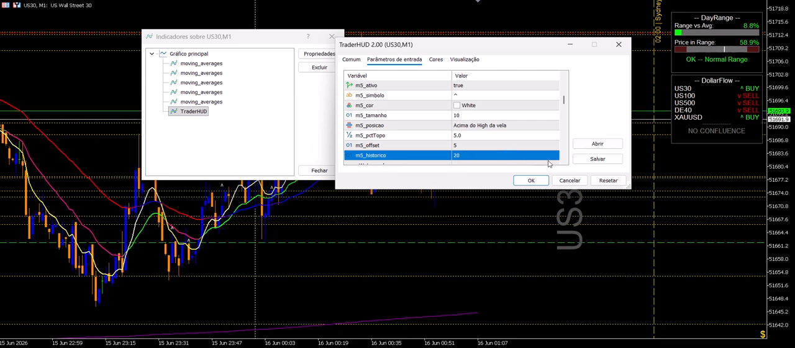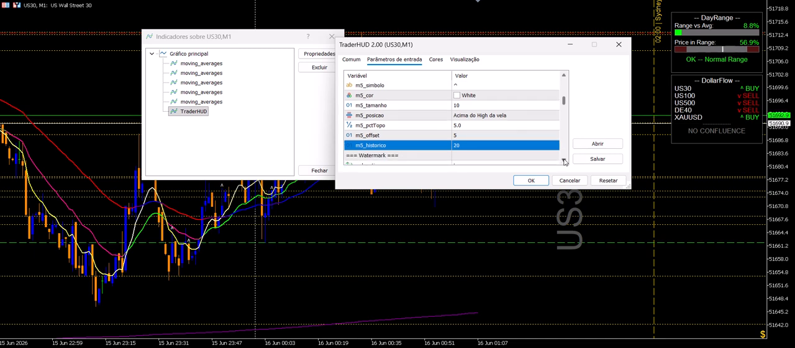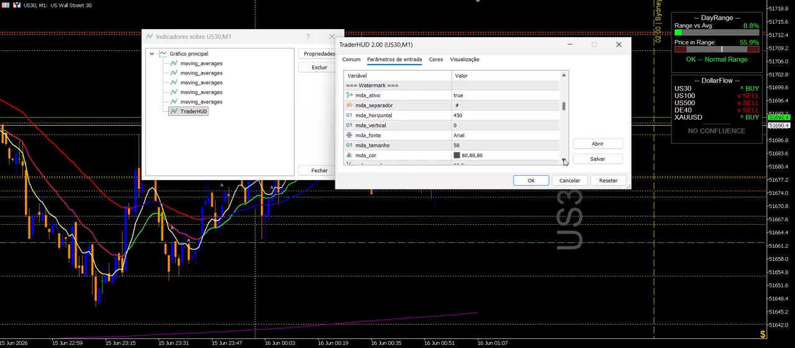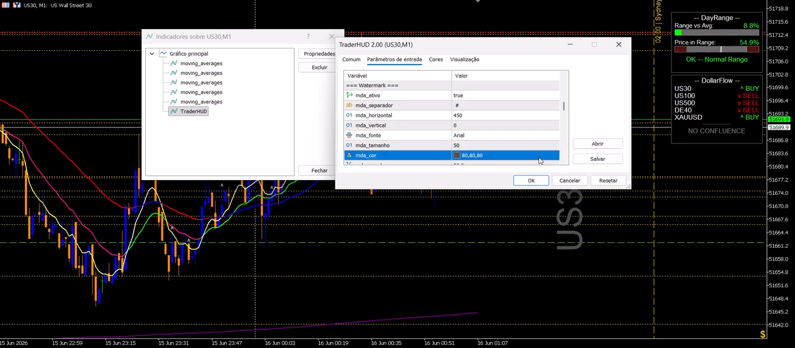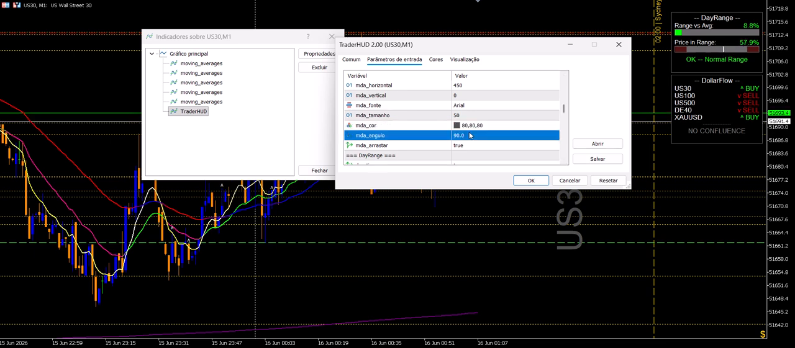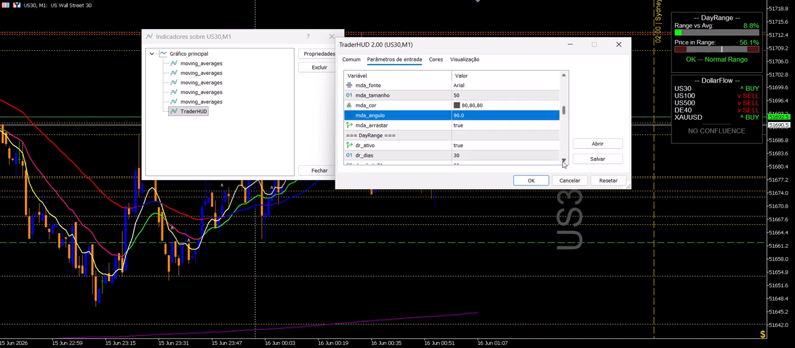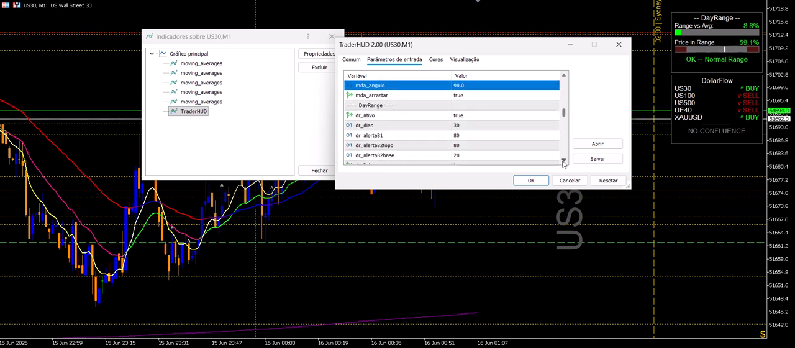History count. I usually leave 20, a trail of 20 5-minute markers to see how markets ran in the last 2 hours. Watermark, enable/disable, separator. Horizontal and vertical offset, font, many fonts. Size, color, angle. Whether it can be dragged or not.